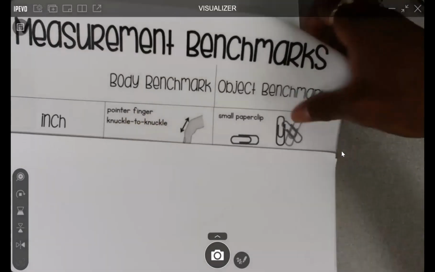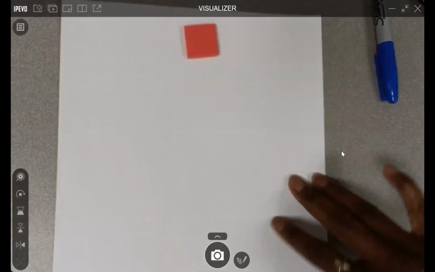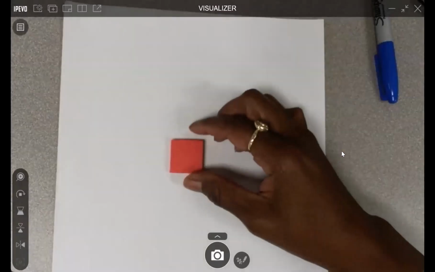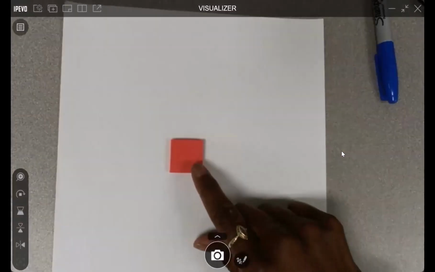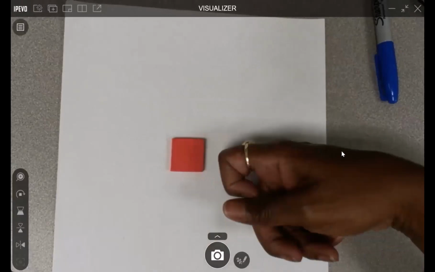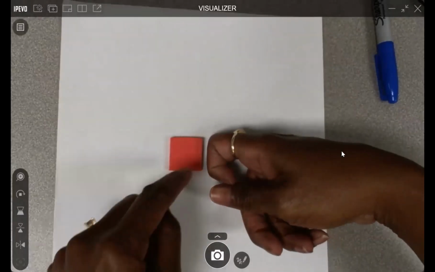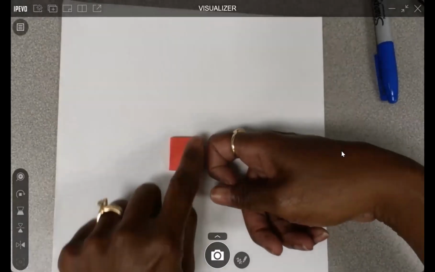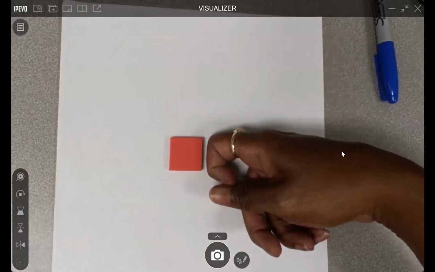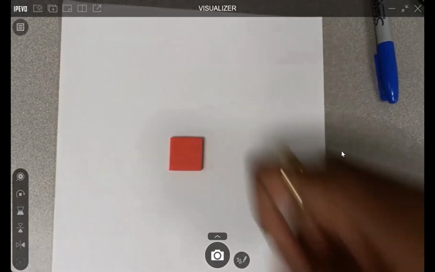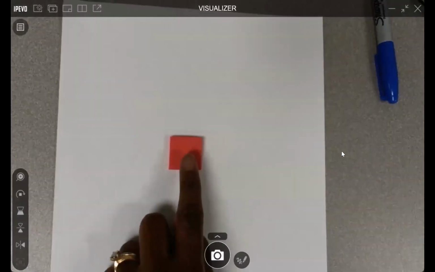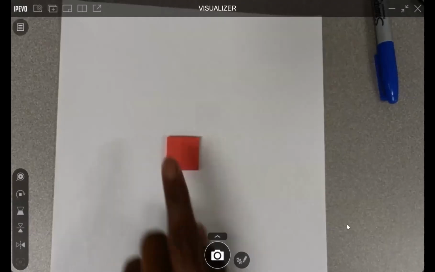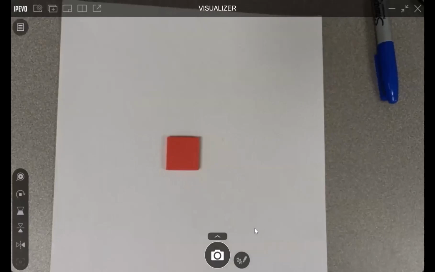So once we show our students what we're going to use to create the instrument, then we can prove to them that this is in fact an inch by using our knuckle to show that it measures the same from knuckle to knuckle, meaning it is an inch. Therefore, we can use this colored tile to create a simple measurement instrument.